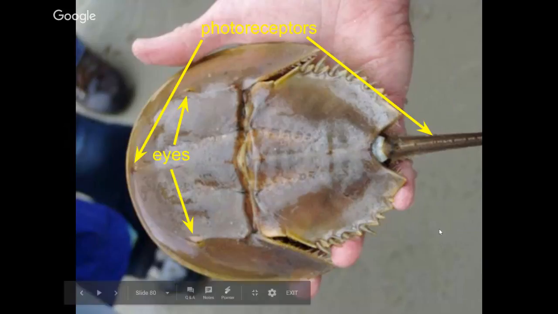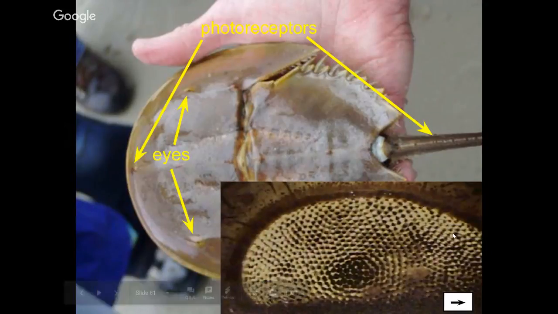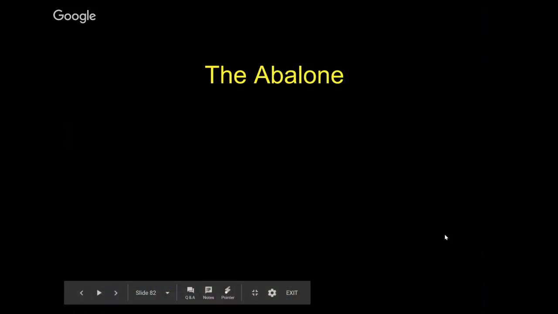And anyway, here's the cool thing about this. If you look at one of the eyes of this, it looks like this. And from that eye came the idea for some of the best TV resolution. So chances are we have a TV at home that uses technology from the horseshoe crab. And most people don't know about that one either.